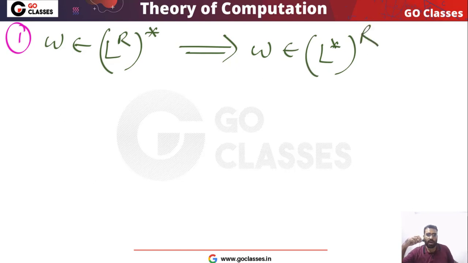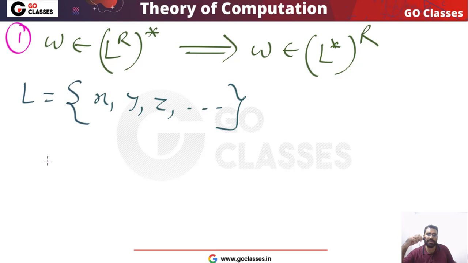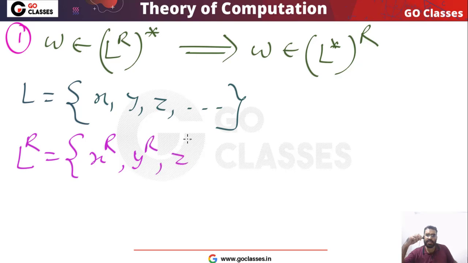So how to prove this? Very simple. First you assume that this L is a language, so this is a set of strings. Let's assume you have some strings in this L, for example maybe X, Y, Z, and so on. If these strings are in L, then what type of strings will be in L reverse? In L reverse, you have this type of strings: X reverse, Y reverse, Z reverse.